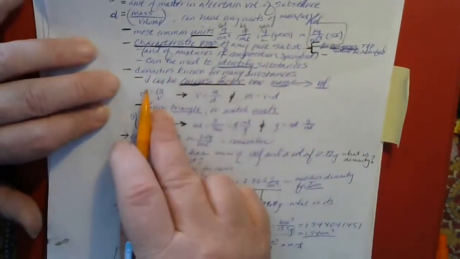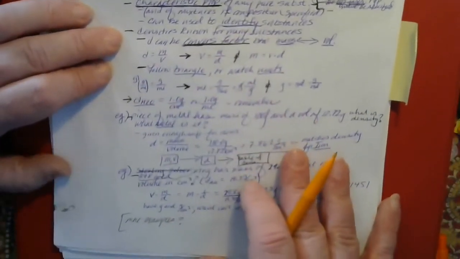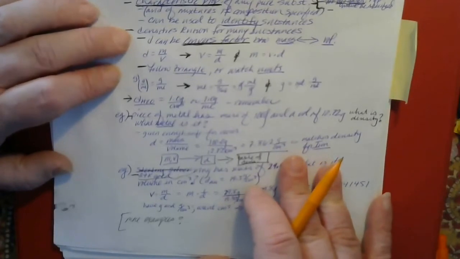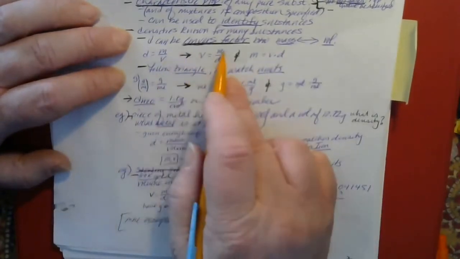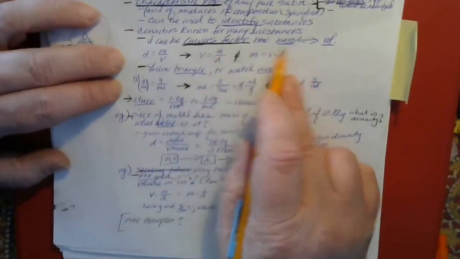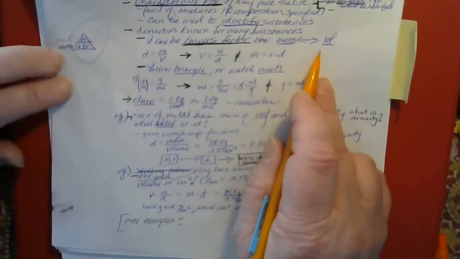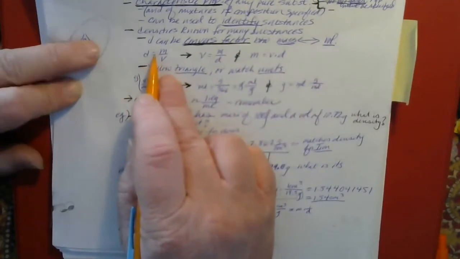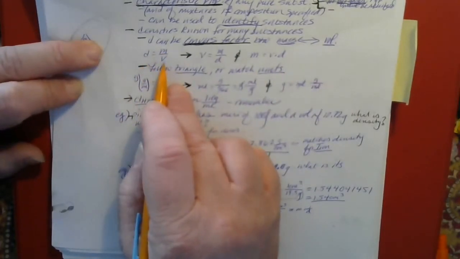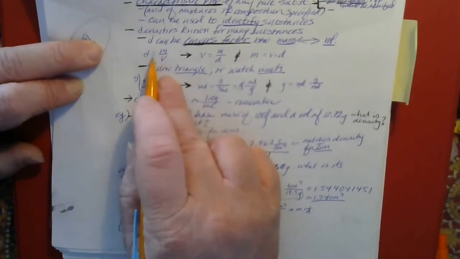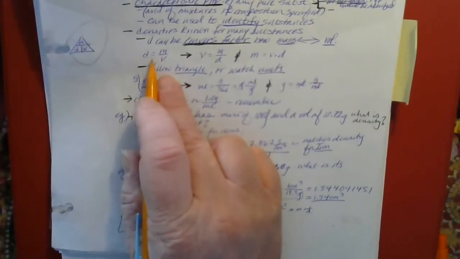All right, density can be used to identify substances. Densities are known for really just about any known substance. And density can be used as a conversion factor between mass and volume. So density is equal to mass over volume. And because densities are known for essentially every known substance out there, if you know what substance you're dealing with, you can look up its density.